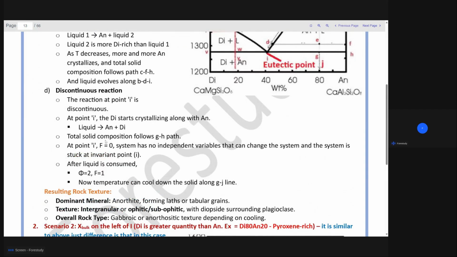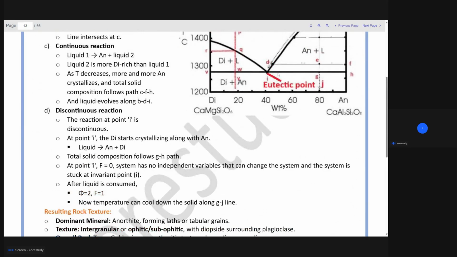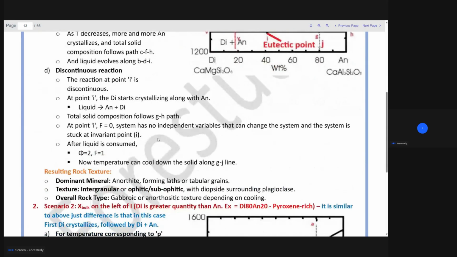So total solid composition follows the GH path. At point I, F equals 0, the system has no independent variables that can change the system, and the system is stuck at the invariant point, that is I. After liquid is consumed, phi equals 2, F equals 1. Now temperature can cool down the solid along the G and J line.